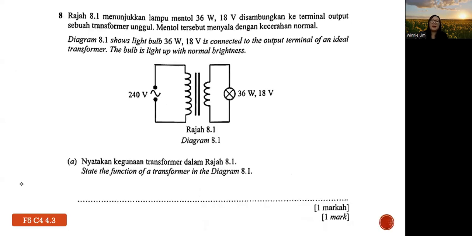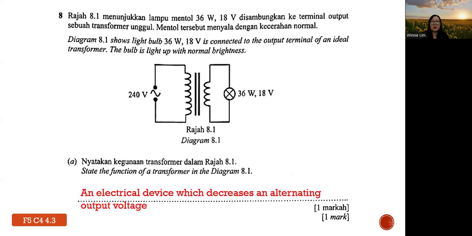Okay, then question 8. Question 8 is the same as the last question, an open question. Again, they will ask you to do some modifications. Diagram 8.1 shows a light bulb, 36 watt, 18 volt, connected to the output terminal of an ideal transformer, and the bulb lights up with normal brightness. What is meant by normal brightness? It means if this bulb needs 18 volt and you supply 18 volt, it will light up normally. What is the function of a transformer? Generally it increases or decreases the output voltage, but in this case the number of turns in the secondary is fewer, so it decreases the alternating output voltage.